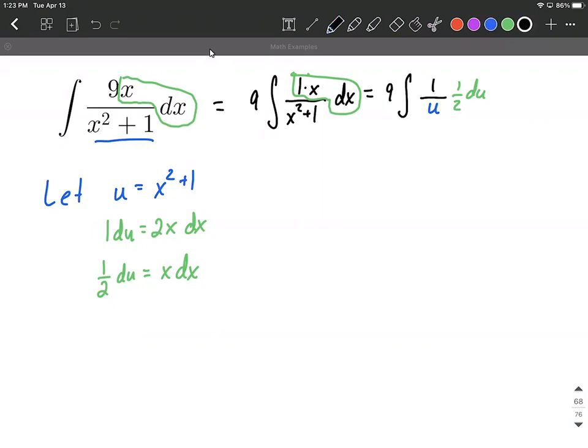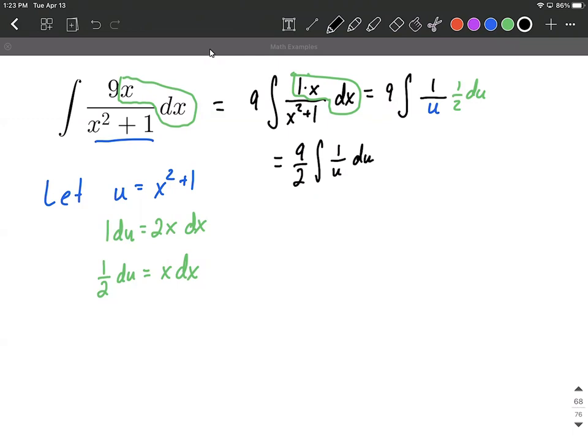A little bit of just rewriting this. I'm going to move the 1/2 out in front. So 9 times 1/2 is 9/2. And then we have the integral of 1 over u du remaining here. Okay, you may be thinking you can say u to the negative first power, but using the power rule is not going to work in this situation because -1 plus 1 is going to be 0 for our exponent, and we don't want that to happen.